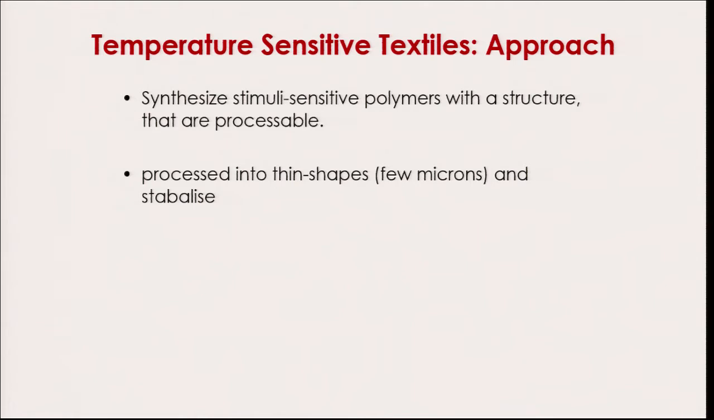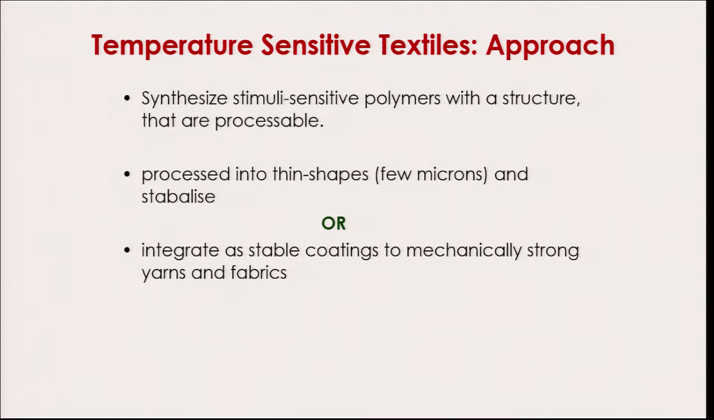Then I process it or convert it to a particular shape like a film or a fiber or a coating, and then I stabilize it. Stabilization here means that I cross-link it in that particular shape. So, I have used the solubility of the linear polymer to convert it to the shape and then cross-linked it. This approach is very similar to the approach used in the case of PVA kind of fibers, right.